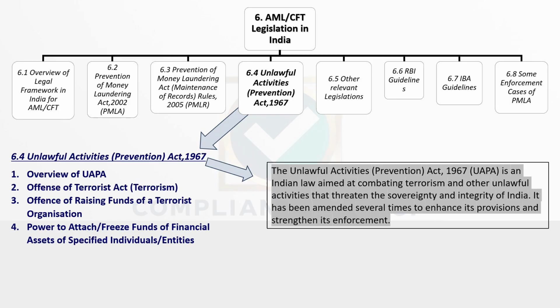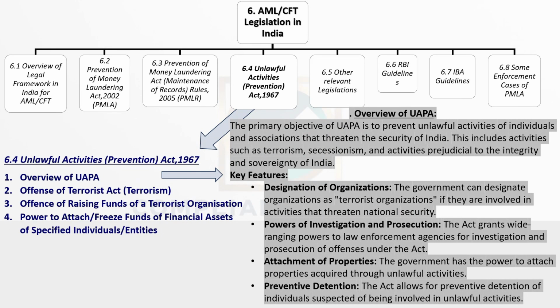1. Overview of UAPA. Objective. The main objective of UAPA is to prevent unlawful activities and acts of terrorism that pose a danger to India's sovereignty and integrity. It also targets individuals or groups that promote secessionism or engage in acts that could destabilize the country.